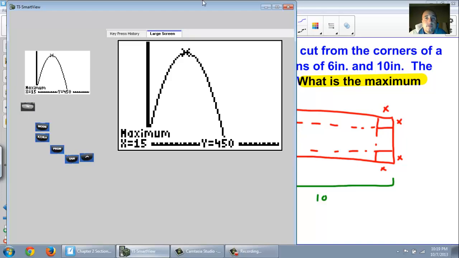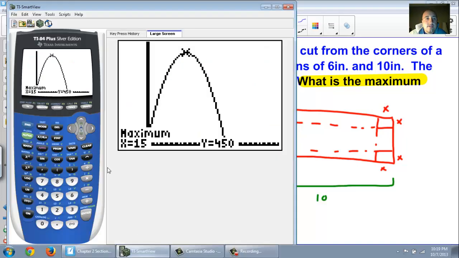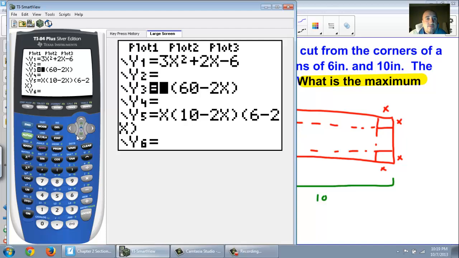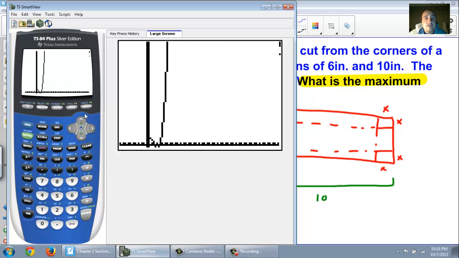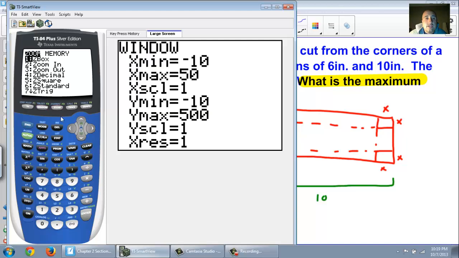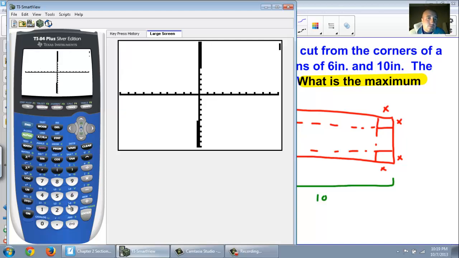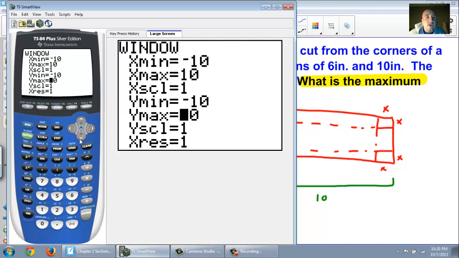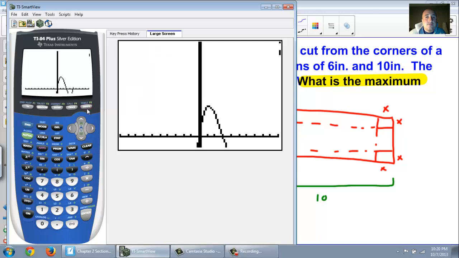Okay, so I'm going to go to my calculator. I don't know why it keeps doing that. So there it is. I'm going to turn off my second equation, and I'm going to turn on the third one down. x times 10 minus 2x times 6 minus 2x is the correct equation. Now, when I hit graph, it's not the right window, so I need to hit zoom 6. All right, so we're back to our main screen here. Now we're finding the maximum value again, so I need to go up. So instead of 10, let's try 100, see if that works. Yep, there it is. There is our maximum value that we want to find.